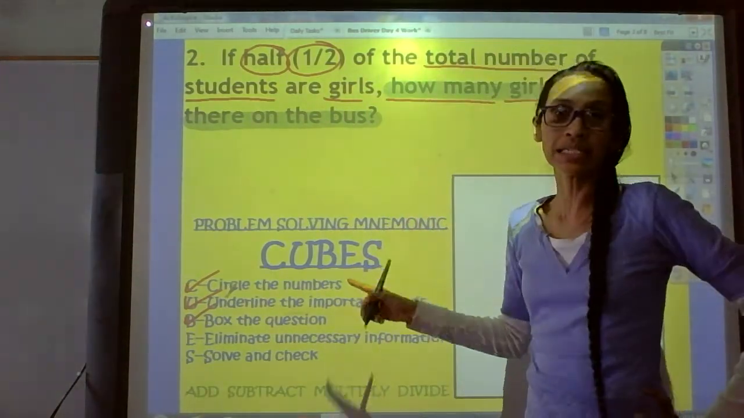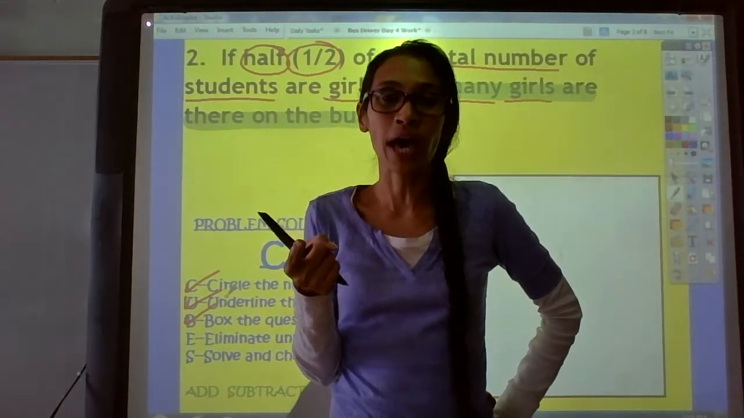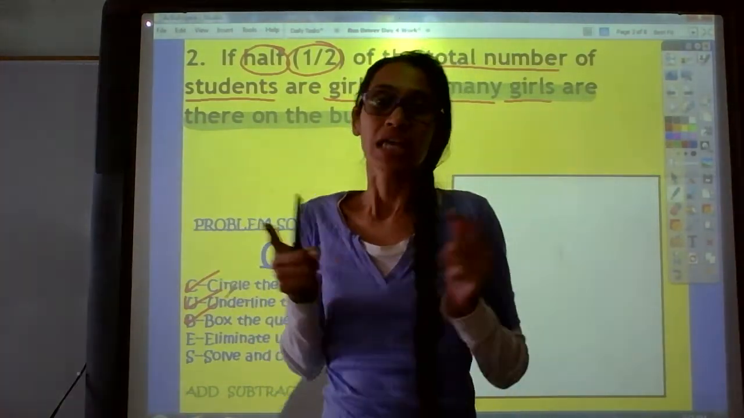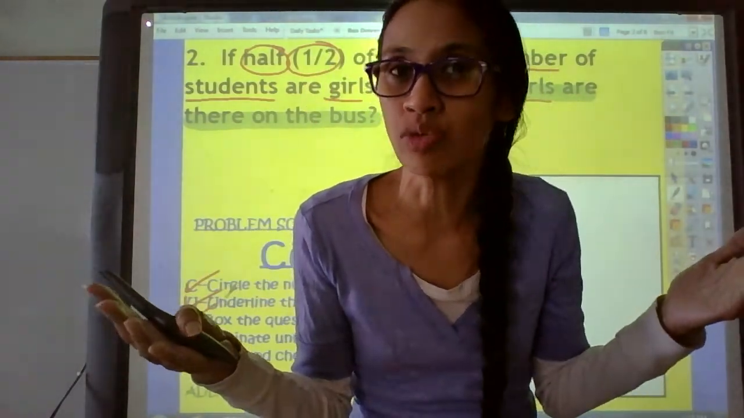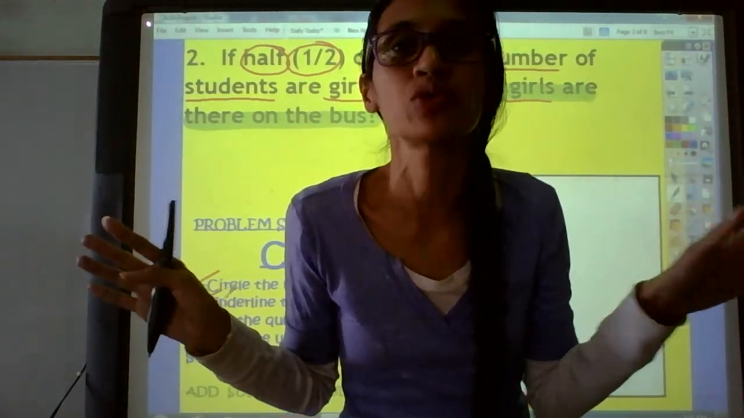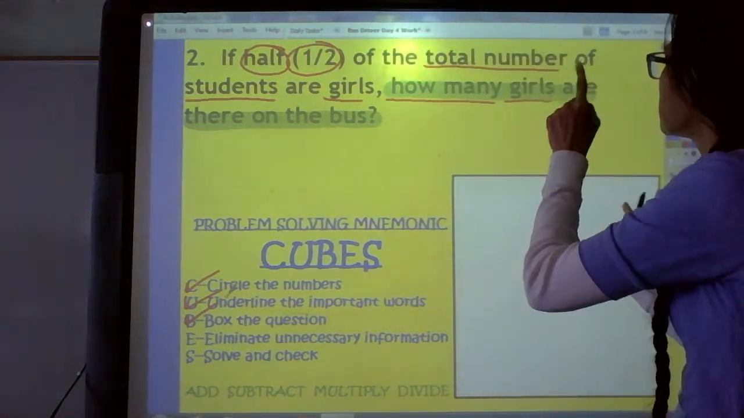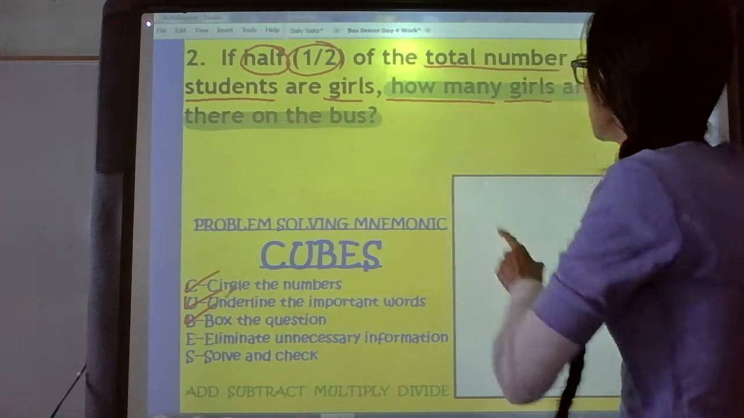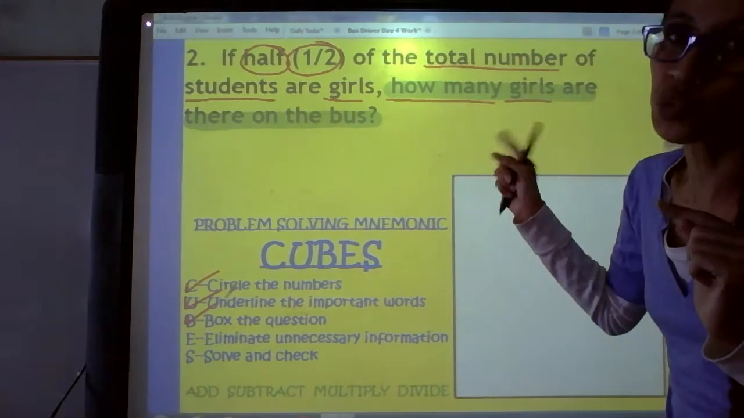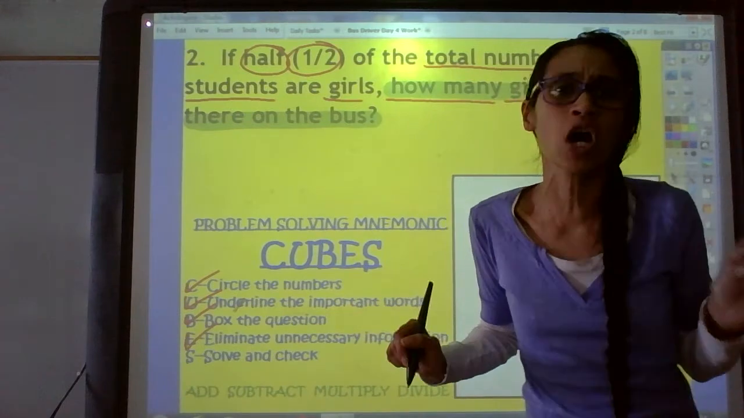Next step is the E step. Eliminate unnecessary information. Remember, I tell you that sometimes problems try to trick you. Math problems try to trick you. Life problems try to trick you. But do you know that you are way smarter than any kind of problem that comes your way? Yup, you sure are. So check out this math problem and see. Are there any things that's trying to trick you? No, nothing is trying to trick me. Although, it does want us to think about something. We'll do that next, because the next step in our cubes clues is to solve and check.